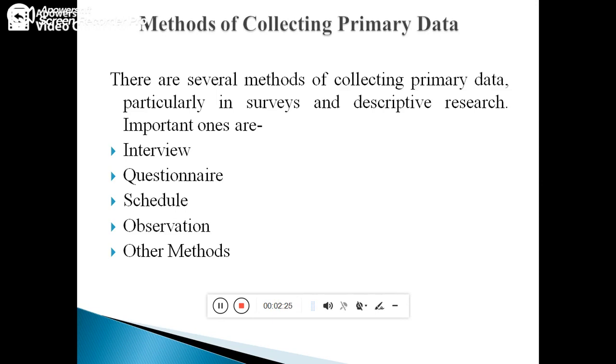They have to give their answers in the form of tick or cross. Next is the schedule. Schedule is also a type of interview. In a schedule, the questions to be asked to the interviewee are described in a specific format, and those particular questions are asked to the interviewee and their answers are obtained.